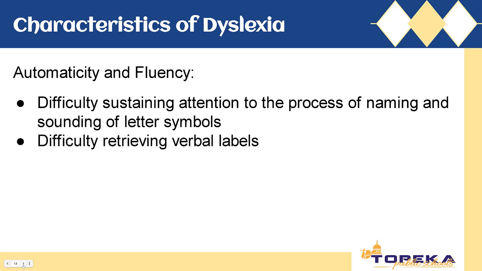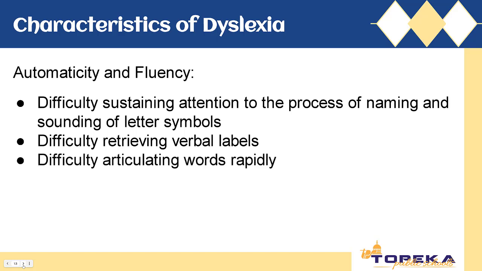Students may have difficulty retrieving verbal labels. So looking at a pen and determining that that is the word pen, you may see them struggle with seeing an object and naming it, or seeing a phone and being able to identify it as a phone. Students may struggle articulating words rapidly. So with the use of flashcards, going through flashcards, students may struggle to see the word on the flashcard and name it quickly and effectively.